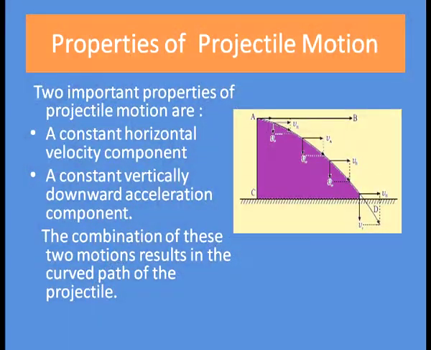From this, we can find out some properties of projectile motion. What are they? The two important properties of projectile motion are a constant horizontal velocity component and a constant vertically downward acceleration component. And these two combinations of motion result in the curved path of the projectile. You can see in the figure that the path of the projectile is a curved one.